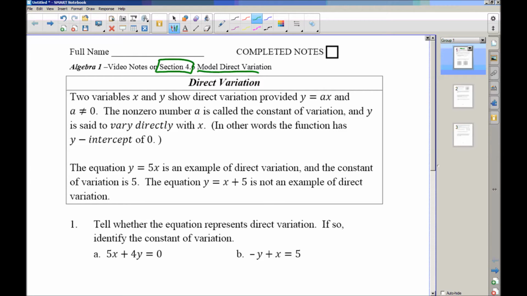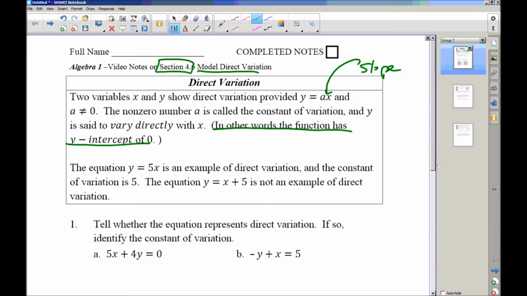So two variables x and y show direct variation provided y equals a times x, and a is not equal to 0. So the non-zero number a is called the constant of variation, but if you look at this equation, it's really just the slope. Okay, but there's something special about this equation. Notice we're not adding on anything to the end. So the y-intercept for all of these is always going to be 0. So that's what this part is. In other words, the y-intercept is always 0.